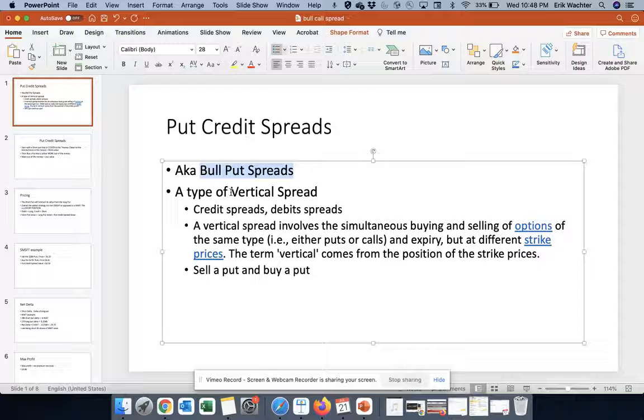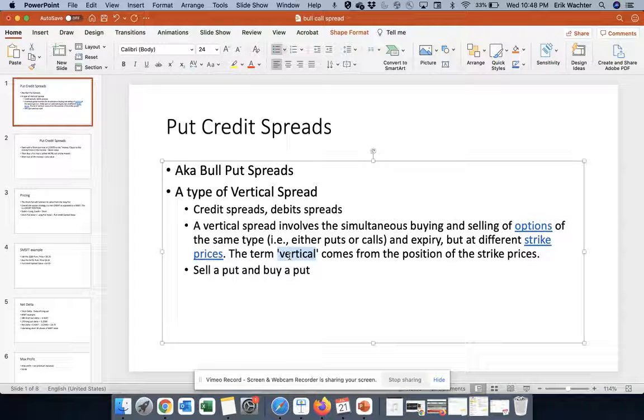Before we get started, a put credit spread is a type of vertical spread. In my last educational video, I talked about bull call spreads, or bull debit spreads, which I'll link above. That also was a type of vertical spread. A vertical spread is the simultaneous buying and selling of options of the same type, in this case puts, not calls. They have the same expiration date, and the only thing that differs is the strike prices. The term vertical comes from the strike prices being stacked on each other.